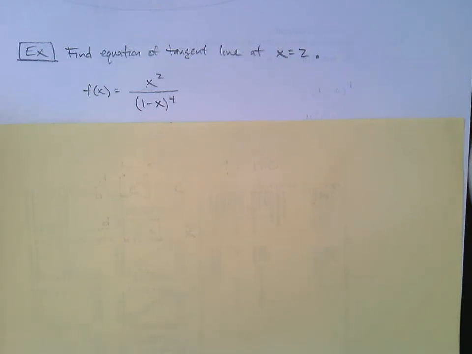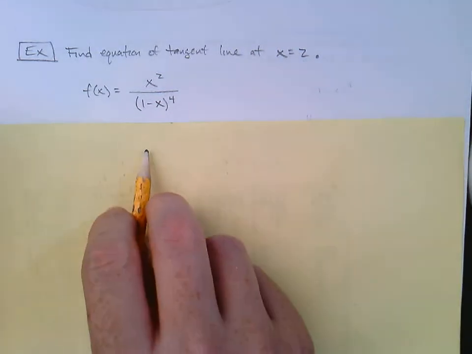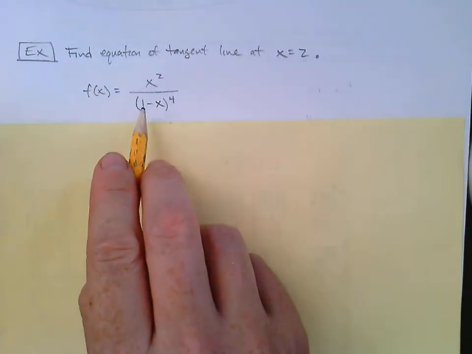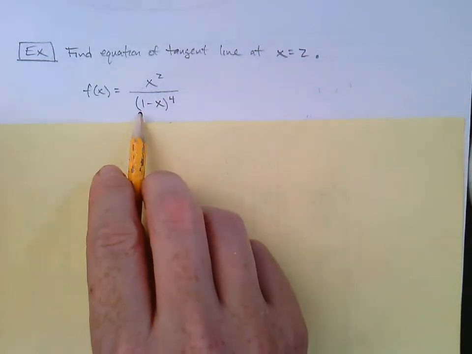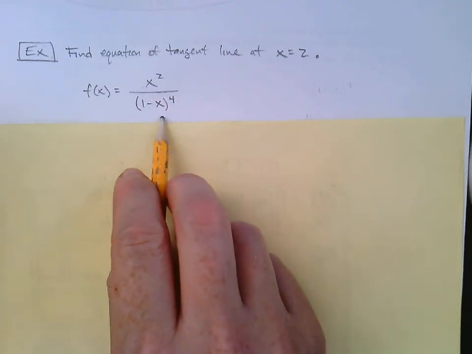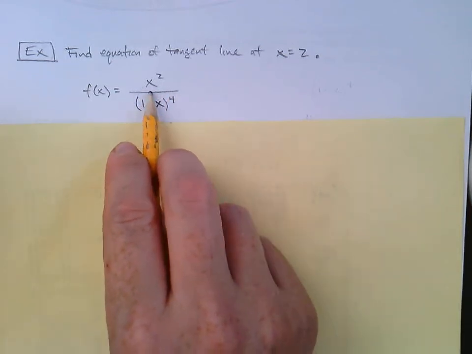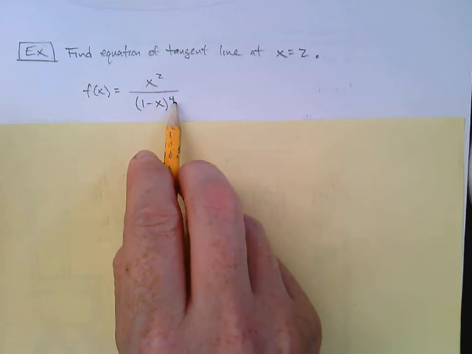All right, well, finding this derivative, let's think about what rules would apply. Well, we're going to have a quotient rule, right? We've got a high and a low. And then if you look closely at the low, that is going to need chain rule because we've got an inside to the 4th. Right?